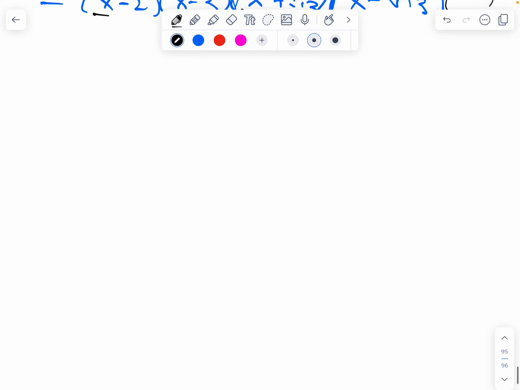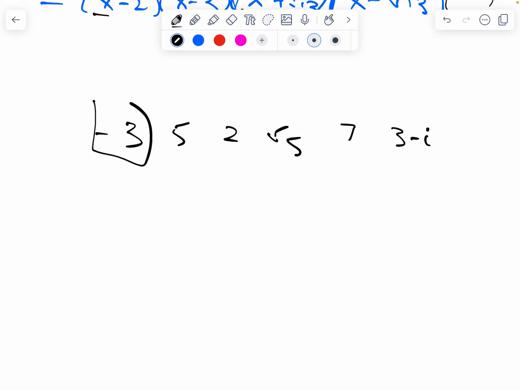Okay, this next one, you have negative 3, you got 5, 2, square root of 5, 7, and you have 3 minus i. Okay, so this one is normal, this one's normal, this one's normal. This guy, though, is weird. So we have to put in its weird little friend right here. And then we've got this guy is normal.